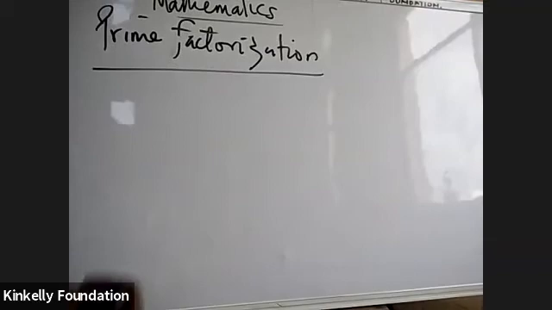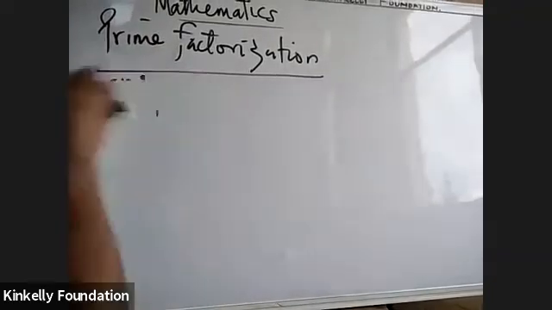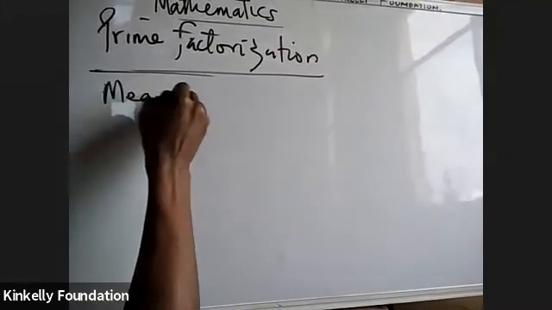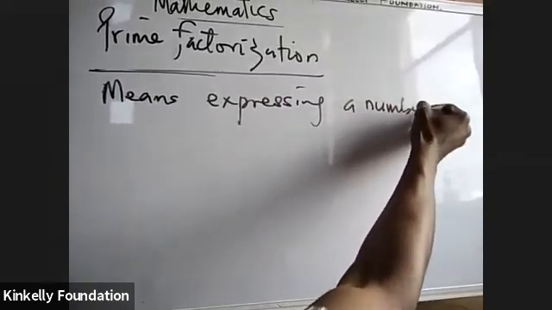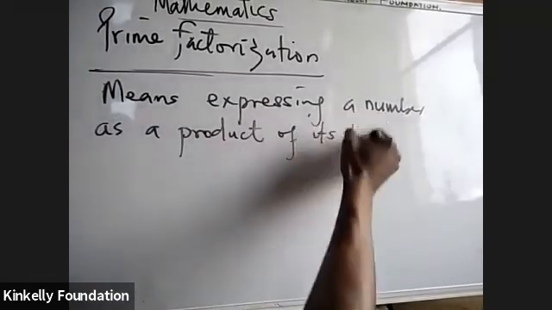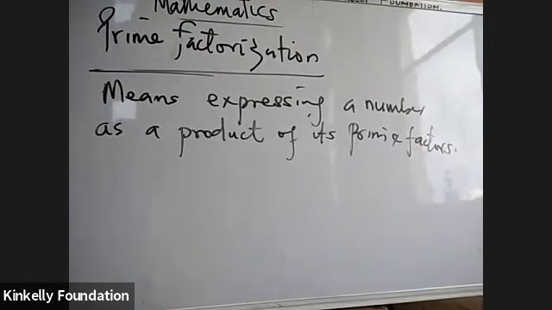What you mean by prime factorization means expressing a number as a product of its prime factors. Prime factorization means expressing a number as a product of its prime factors. We've said what we mean by prime factors and we gave some examples. Now, when you express a particular number as a product of its prime factors, we call that process prime factorization.